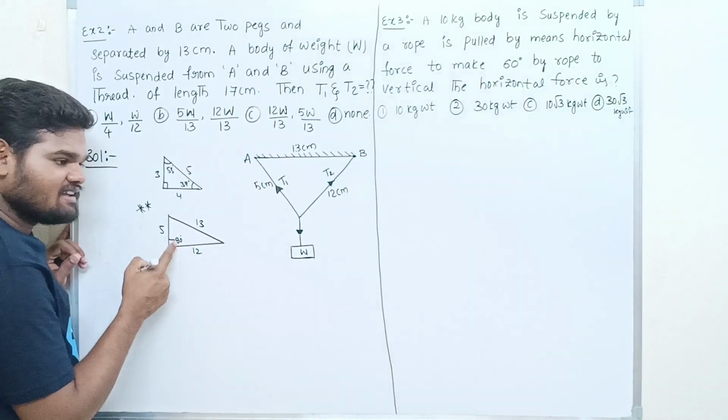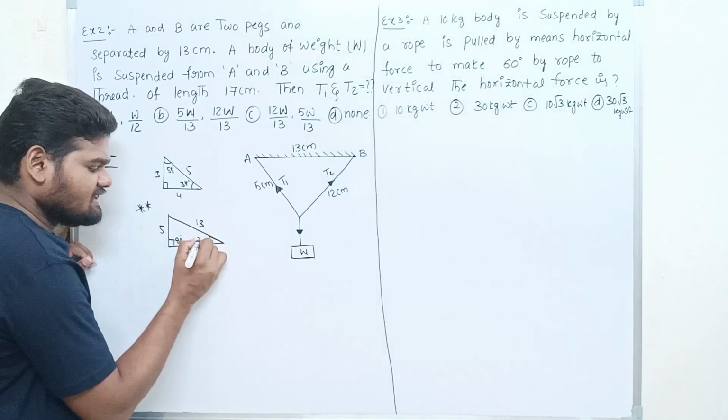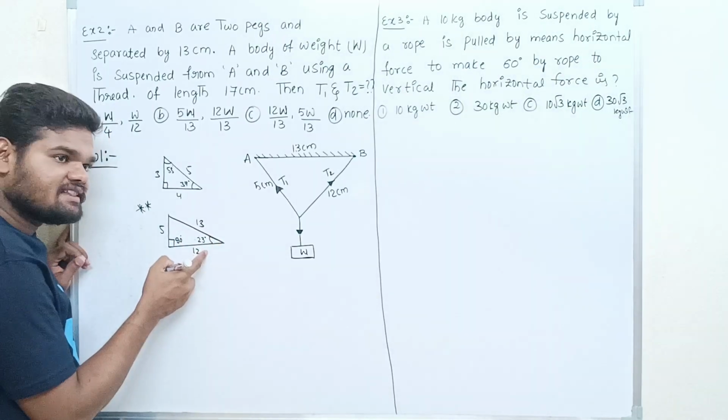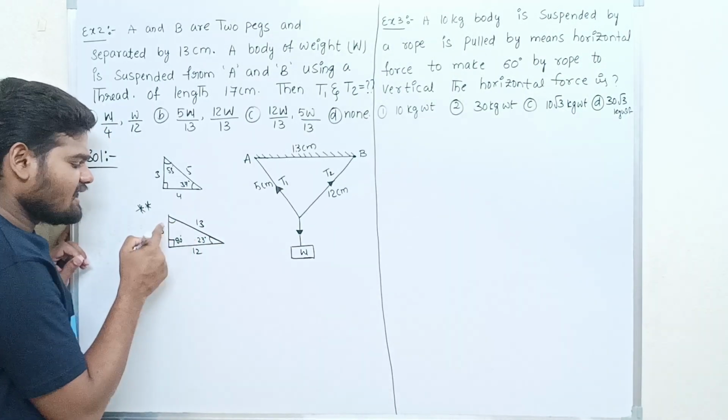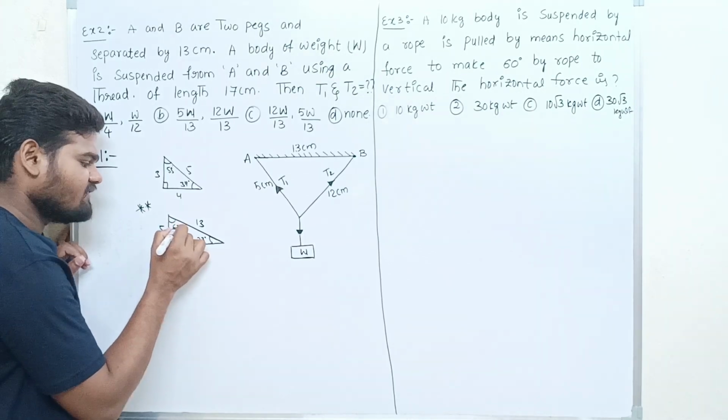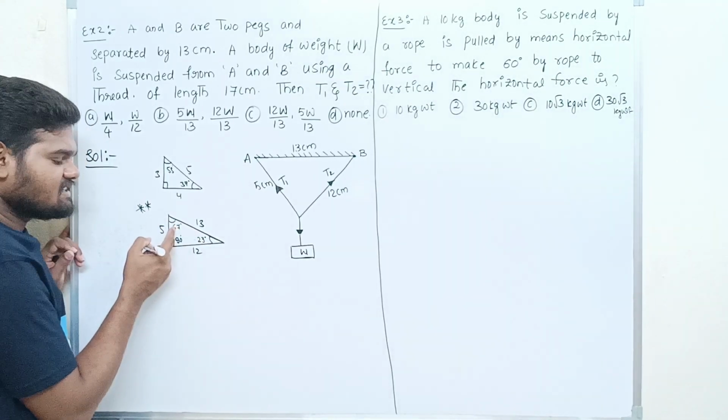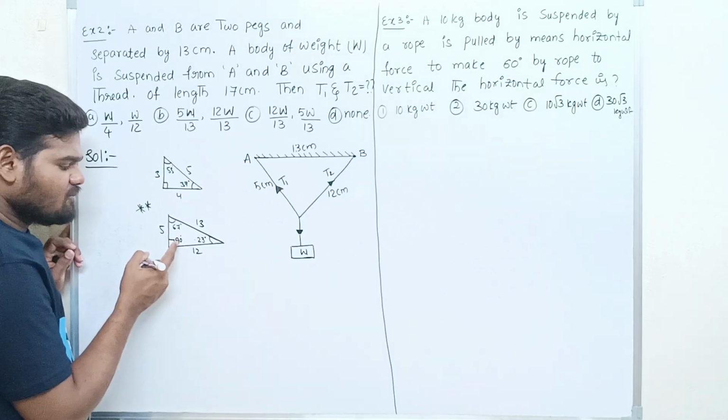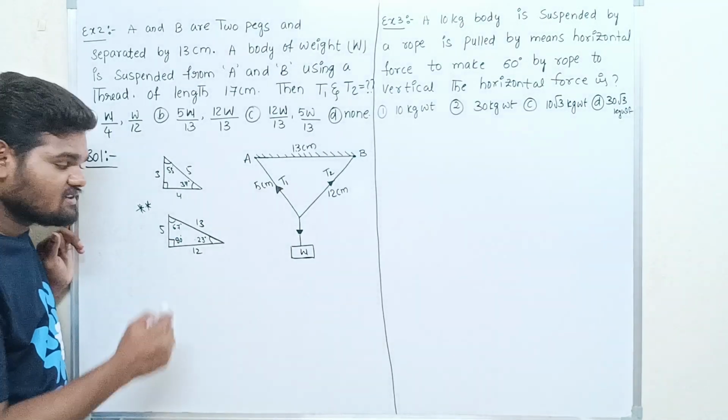Is how much? 90 degrees. The angle between the 12 and 13 sides is 23 degrees. And the angle between the 13 and 5 sides is 67 degrees. So 23 plus 67 is 90. 90 plus 90, how much? 180 degrees.